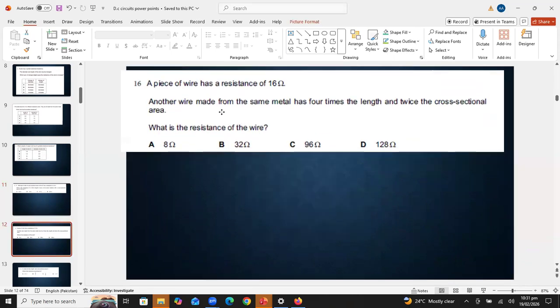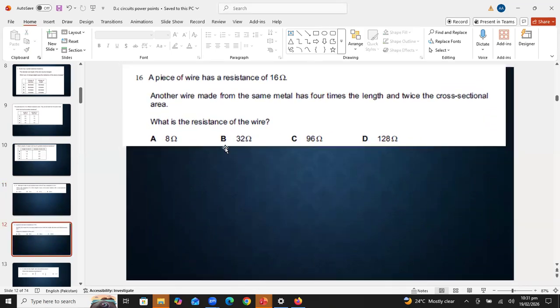In the next question, question number 16, they are saying a piece of wire has a resistance 16 ohms. So now this is a piece of wire. Its resistance is 16 ohm. Its length is not given, so I am supposing its length is L and its area is A.